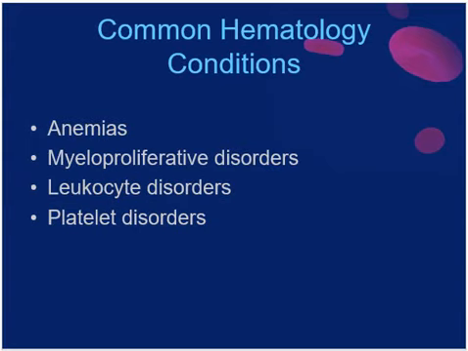So some of the common conditions that you might see in primary care and hematology include your anemias, which for the purpose of our conversation is going to be iron deficiency and vitamin B12 deficiencies, myeloproliferative disorders, that would include polycythemia vera and iron overload, leukocyte disorders, and platelet disorders.